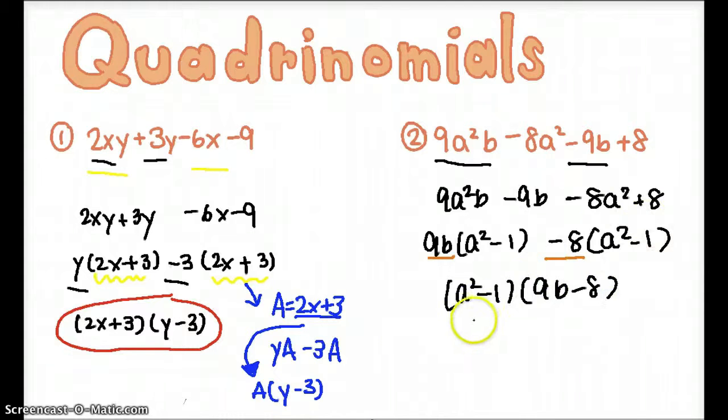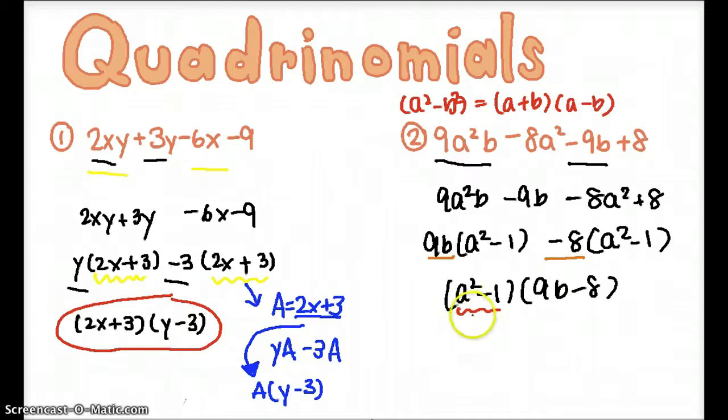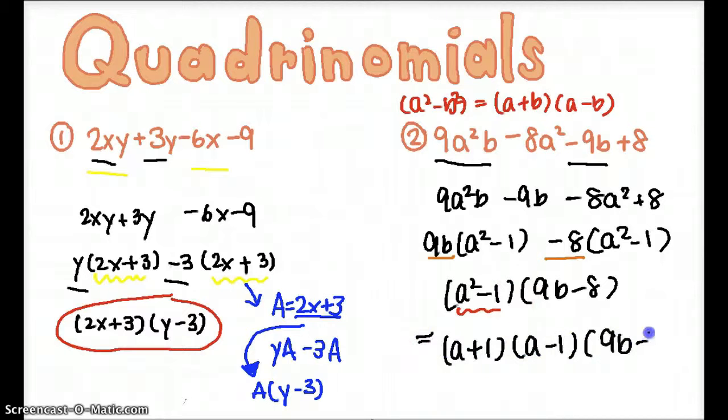But then we have to check this expression again to see if we can factor any more. And it turns out that this part, a squared minus 1, if you remember the rule, I'm going to write here, a squared minus b squared equals a plus b times a minus b, then you'll recognize that this can be factored to a plus 1, a minus 1. So I'm going to factor this out to a plus 1, a minus 1, and then write 9b minus 8. And that would be the fully factored form. So this would be our answer right here.